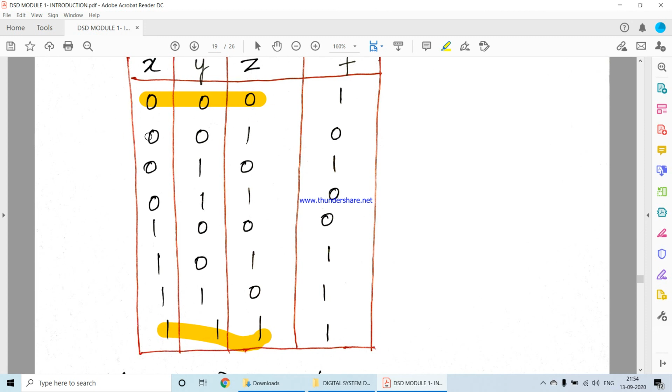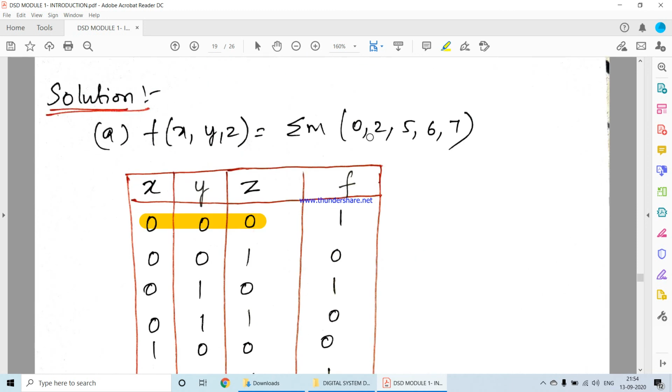So 0, 0, 0, 0, 0, 1, 0, 1, 0, 0, 1, 1, 1, 0, 0, 1, 0, 1, 1, 1, 0, 1, 1, 1, 1. We'll write all entries from 0, 0, 0 till 1, 1, 1. Now, see the entries which are present inside this bracket.